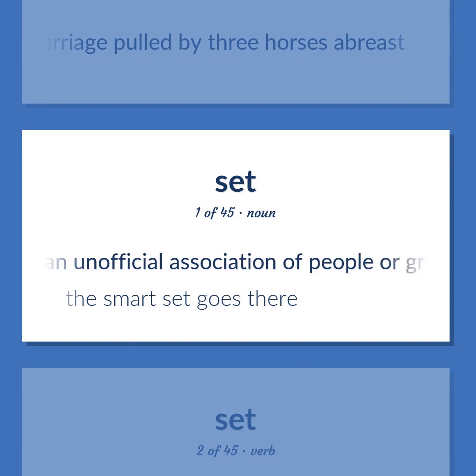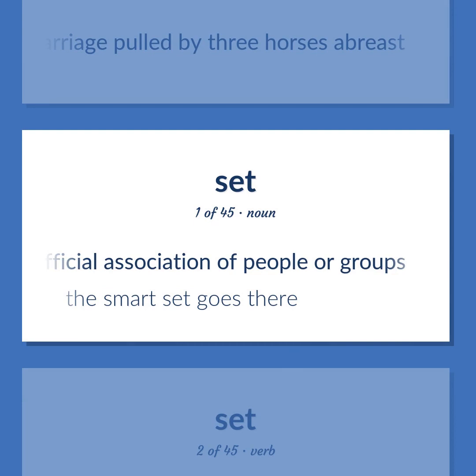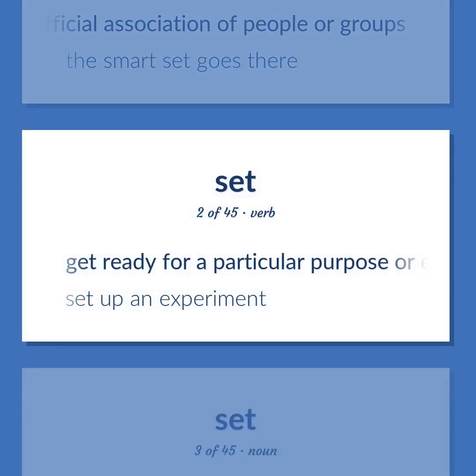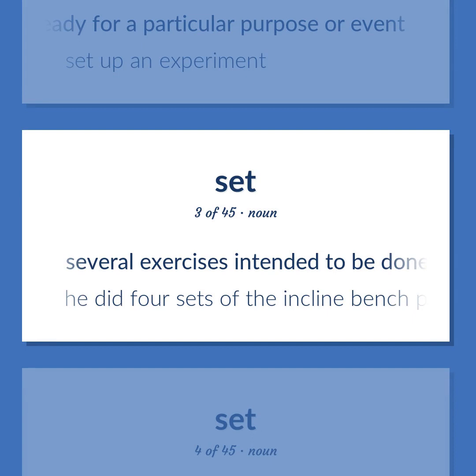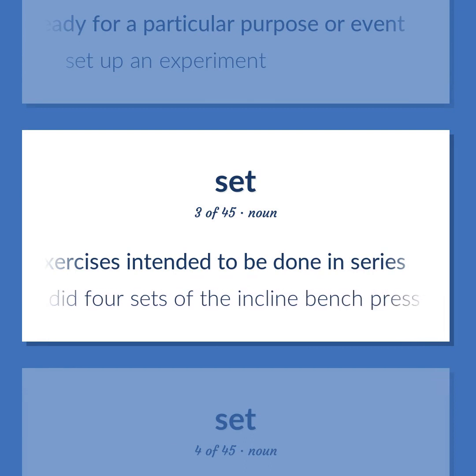An unofficial association of people or groups. The smart set goes there. Get ready for a particular purpose or event. Set up an experiment. Several exercises intended to be done in series. He did 4 sets of the incline bench press.